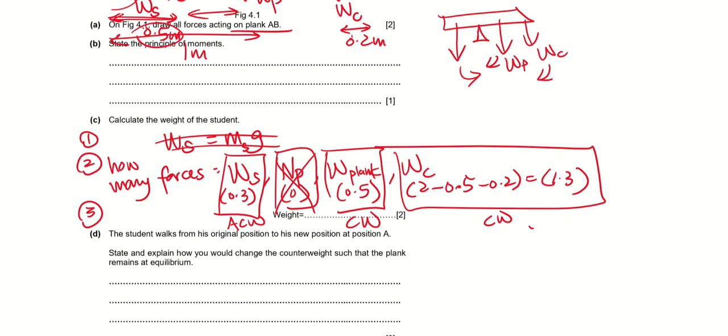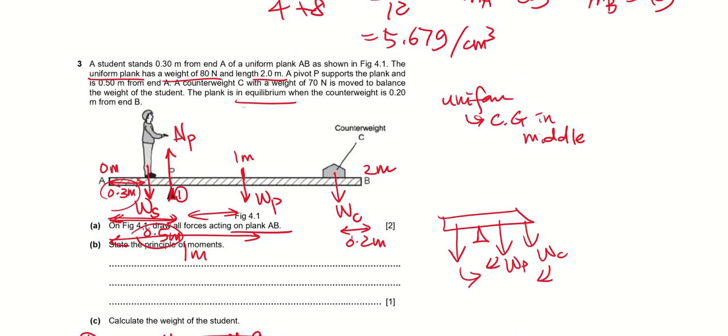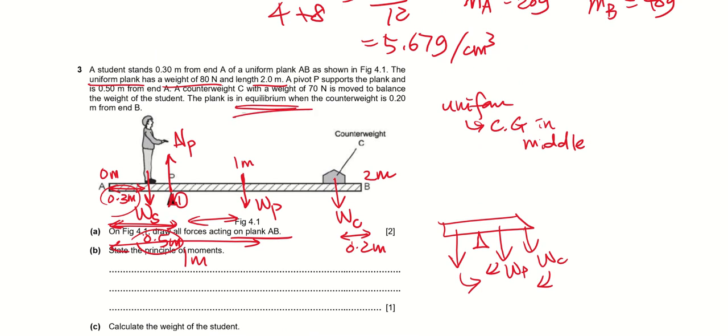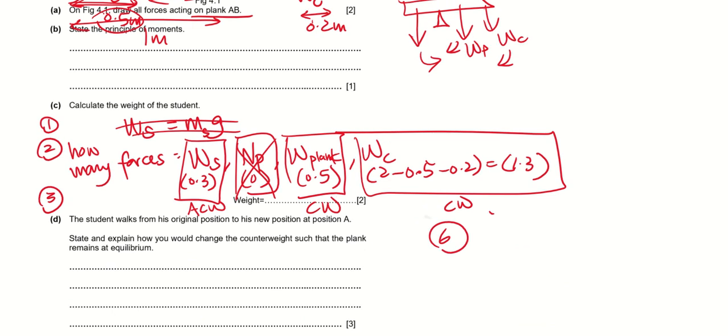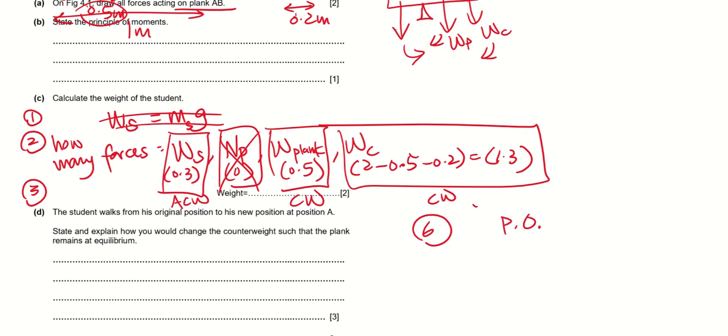Step 6 is applying principle of moment. When can we apply principle of moment? When we see that it is in equilibrium. So that gives us the license to use principle of moment, which states that sum of clockwise moment is equals to sum of anti-clockwise moment. So I need to sum them up.